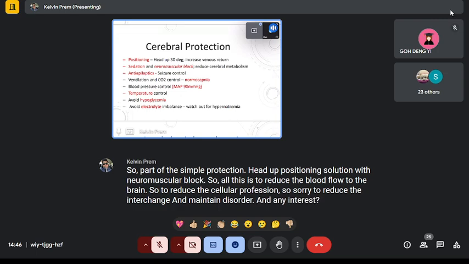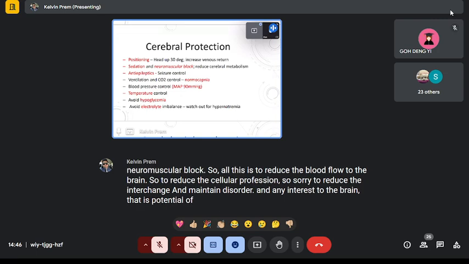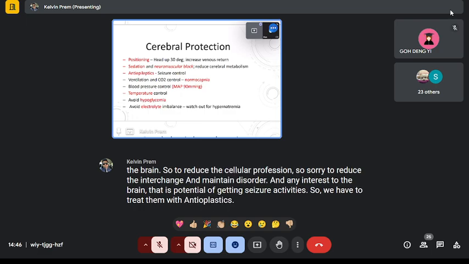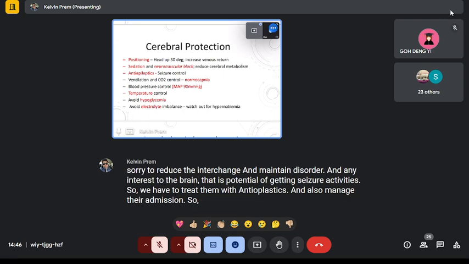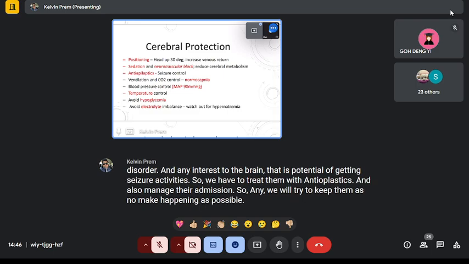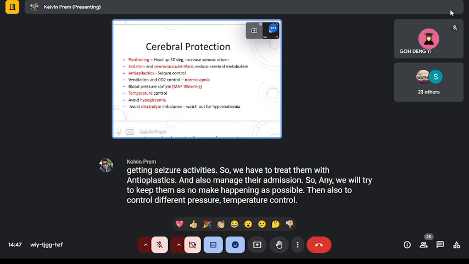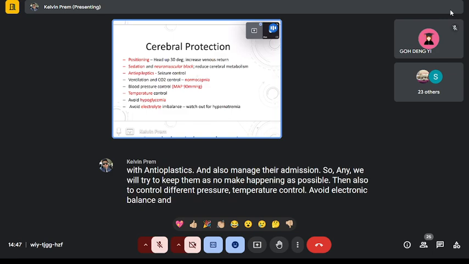And with any injuries to the brain, there is potential of getting seizure activities. So we have to treat them with anti-epileptics and also manage the ventilation. We will try to keep them as normocapnic as possible. Then also control the blood pressure, temperature control, avoid electrolyte imbalance and hypoglycemia.